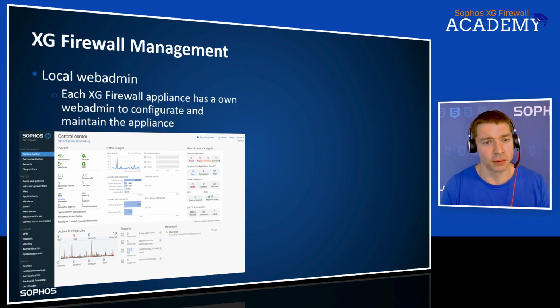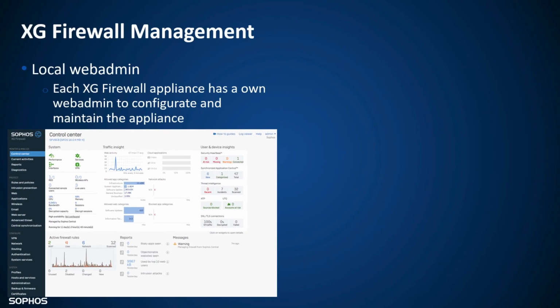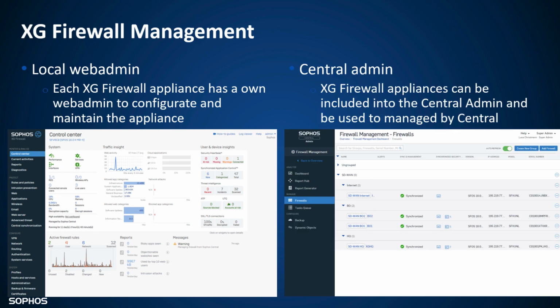Most likely you are already familiar with the XG firewall management. So you have your local web admin, like here in this example on the screenshot, and you can manage your firewalls within the local web admin, completing all your tasks and your daily business within the web admin. But there's another way to manage your whole XGs, and multiple XGs at once. And this is called the Central admin.